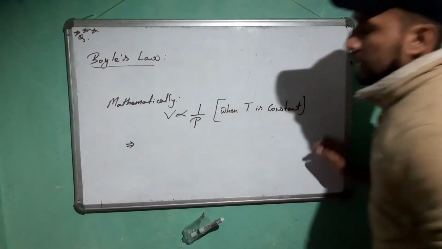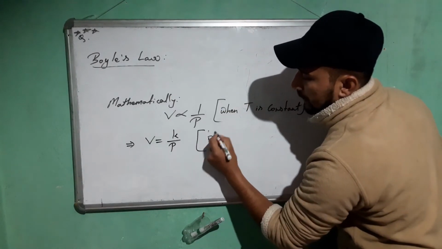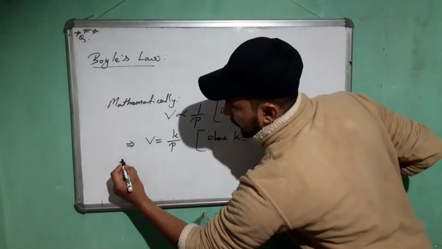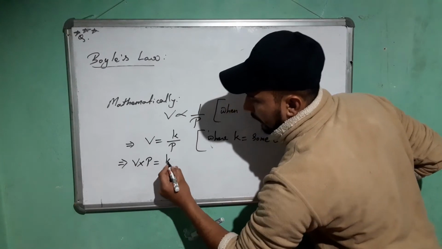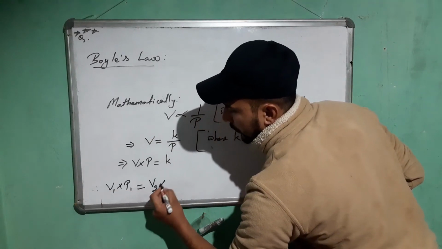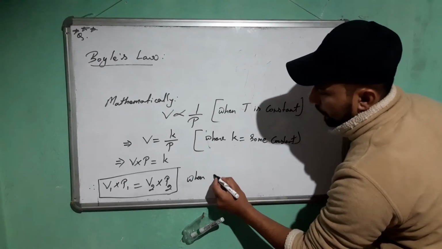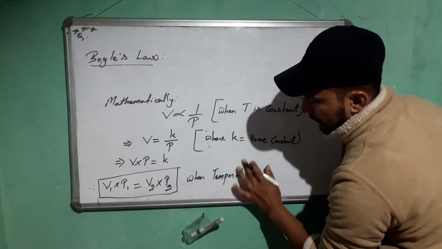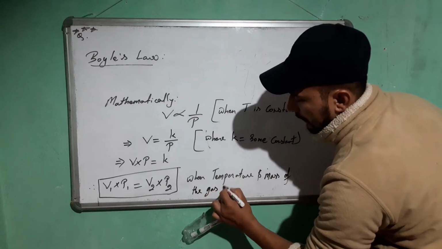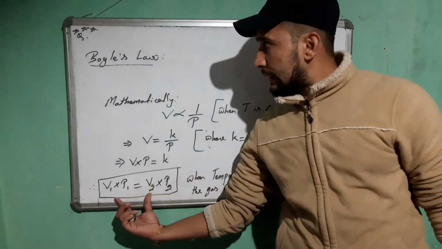If you put a constant, then V will be equal to some constant into 1 upon P, where K is some constant. From here, V into P will be equal to K, where K is constant. Therefore, we can write V1 into P1 is equal to V2 into P2, when the temperature and mass of the gas are kept constant. So this is the mathematical form of Boyle's law.